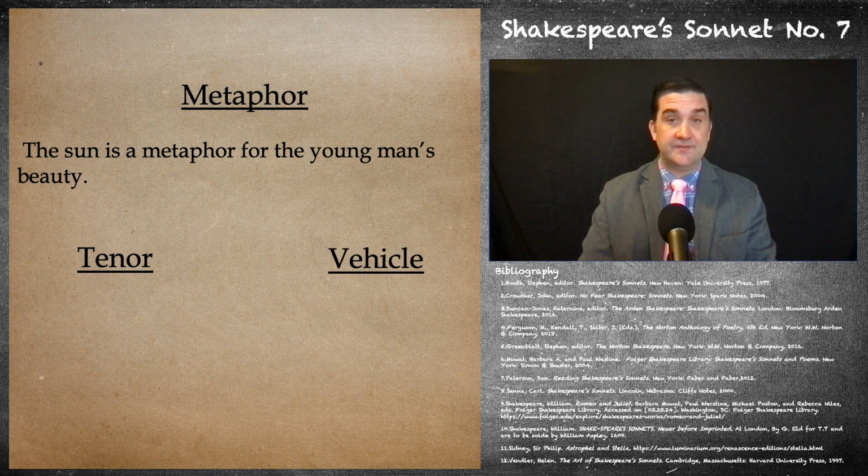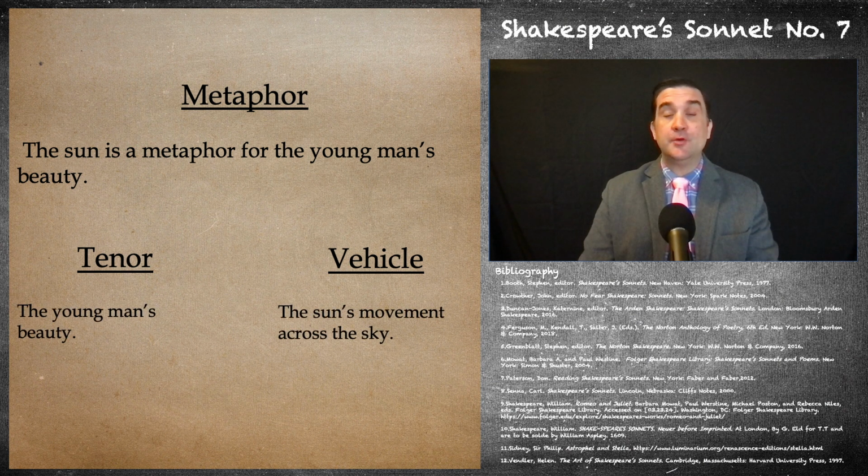Now, can you identify the tenor and the vehicle of this metaphor? Remember that the tenor is the thing being described by the metaphor, and the vehicle is the figurative language used to describe the tenor. Well, if you identified the tenor as the young man's beauty and the vehicle as the sun, then go ahead and pat yourself on the back. You correctly identified both the tenor and the vehicle.